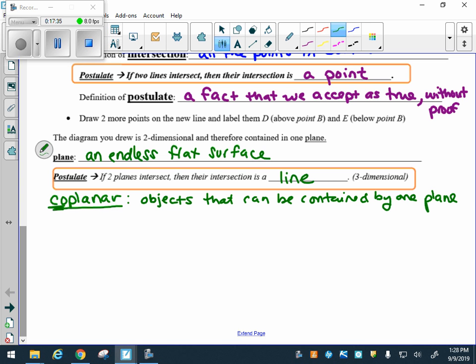So this postulate right here, if two planes intersect and their intersection is a line, a couple of years ago, this was the very first question on the final exam. It was a fill in the blank, and it said if two planes intersect, then their intersection is a blank. You had to fill in the blank. The right answer was line. I had somebody put plane crash.